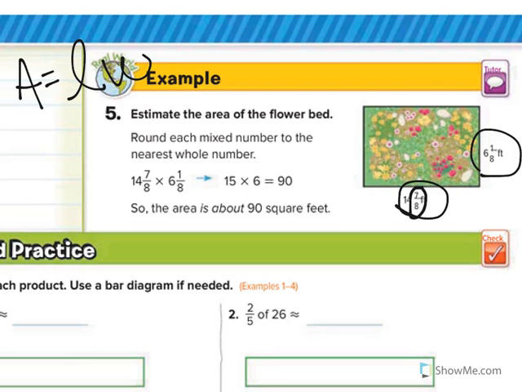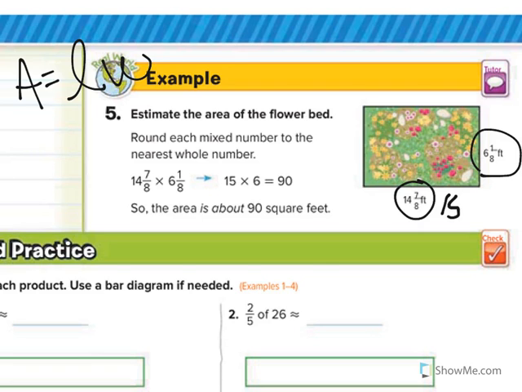Just like we did in examples 3 and 4, you have 8 pieces total, but you have 7 of those pieces. So is that closer to having all of the pieces, half of the pieces, or 0 of the pieces? That's really close to having all of the pieces, which would give us another one whole. So I would say that 14 and 7/8 is close to 15.